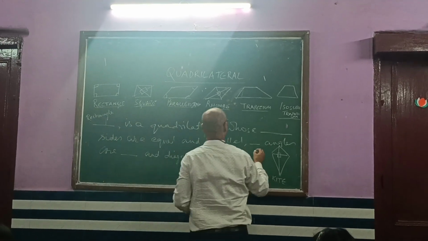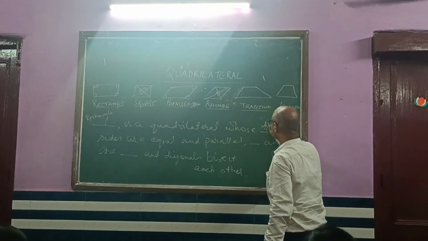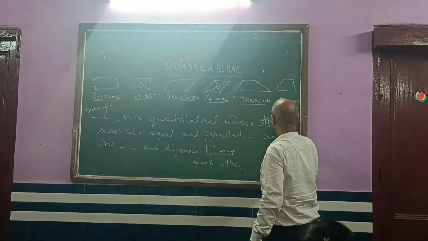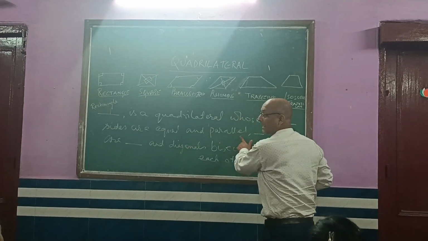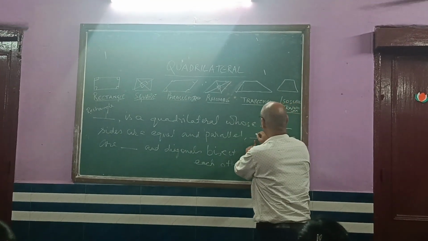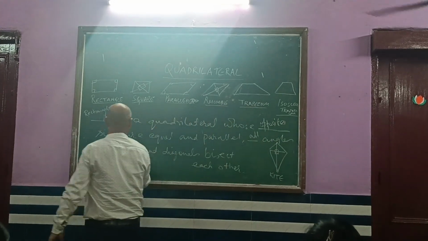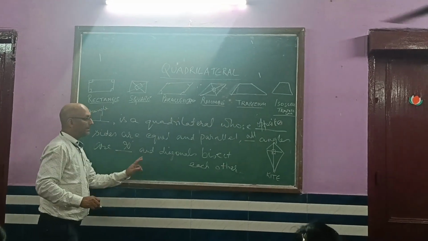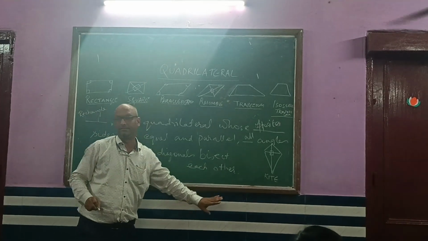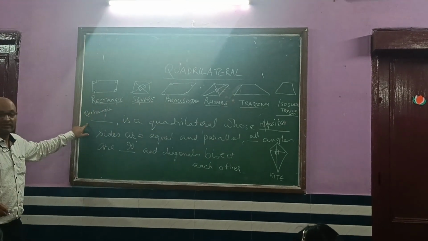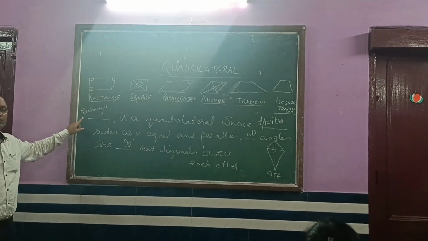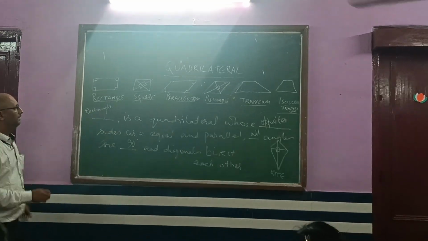Whose opposite sides are equal and parallel. All angles are 90 degree and diagonals bisect each other. This is the definition of rectangle. If you want to write, you can write it.